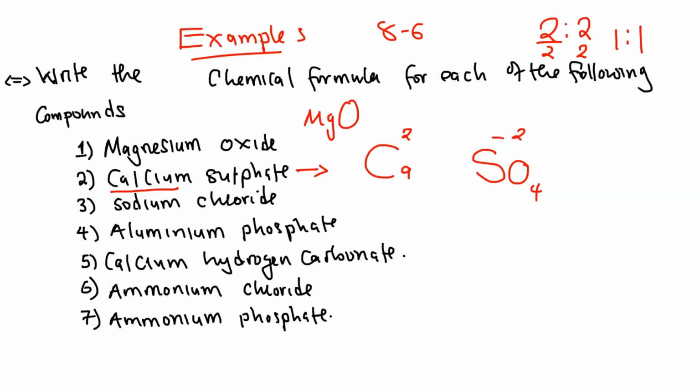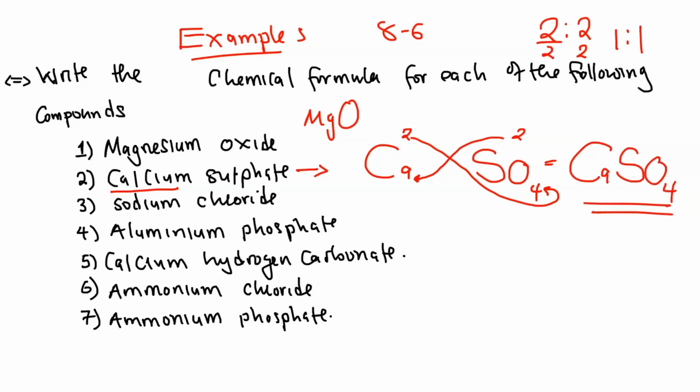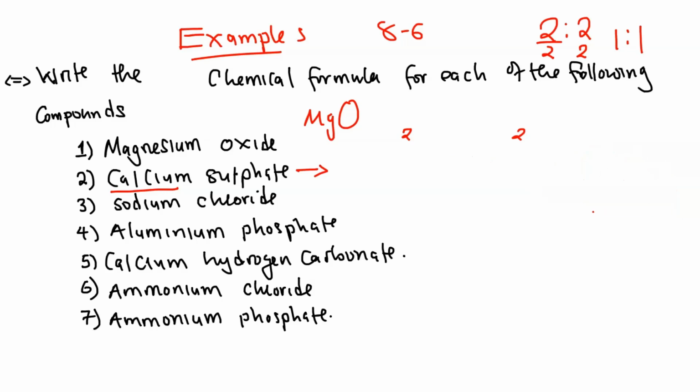Then what is the next one? We swap these. So this one is going to come right here. This one is going to go right there. Now, without you struggling, if the numbers are the same or the valences are the same, just leave them out. If the valences are the same, just know that it's a 1 to 1. So this one can be written as calcium, then sulfate. So it's written like this. Okay? Alright. So that is calcium sulfate. As simple as that. So, calcium sulfate.